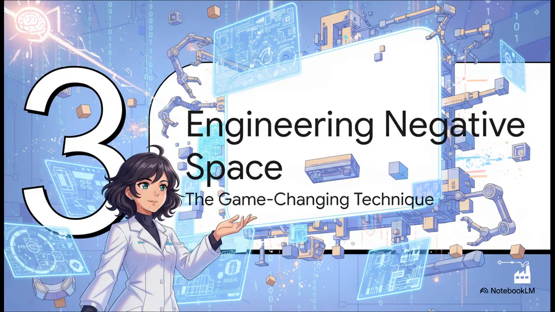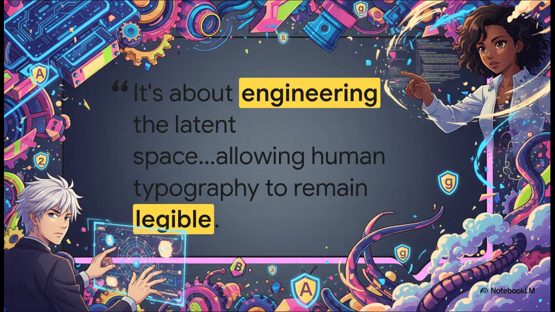But what if there was a better way? What if you could stop asking the AI for a picture and instead start telling it to build a functional space for your text? This is the game changer, folks. We're talking about a technique called engineering negative space. Okay, this quote right here, this is the secret sauce. It sounds super technical, right? Engineering the latent space to calculate luminance drop-off. But what does that actually mean?